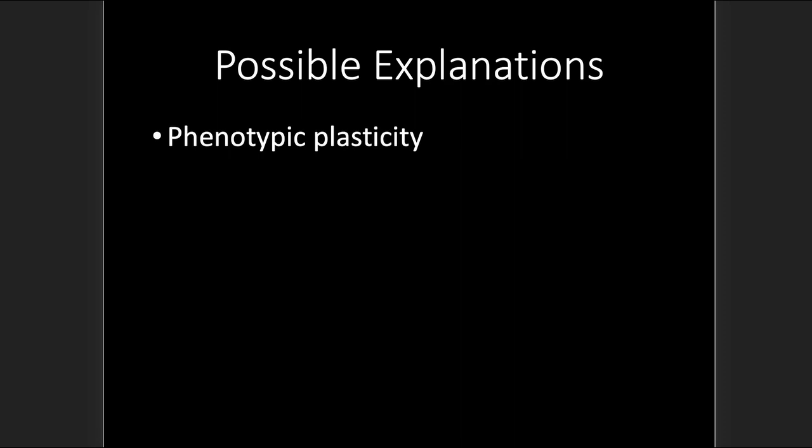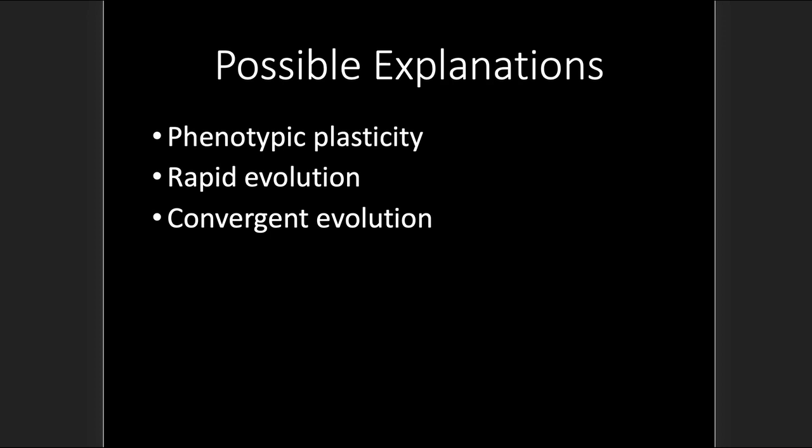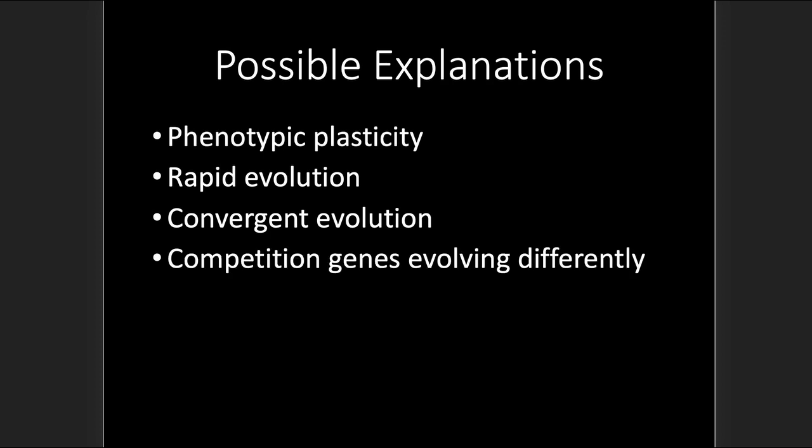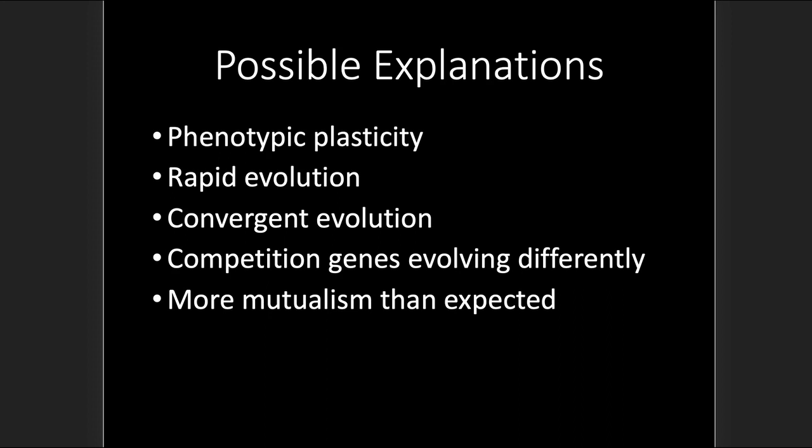What we will see is a long list of possible explanations. Evolutionists have put forward ideas such as phenotypic plasticity, rapid evolution, convergent evolution, competition genes are evolving differently, more mutualism than expected, species are co-evolving, and the list goes on and on. There are problems with this list, with these explanations. So what are these problems?